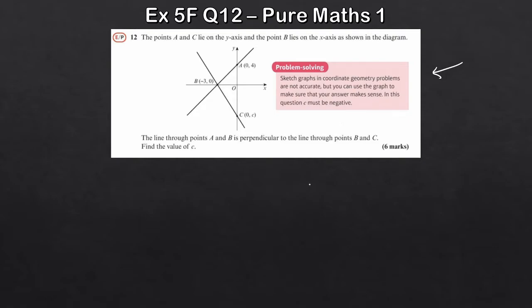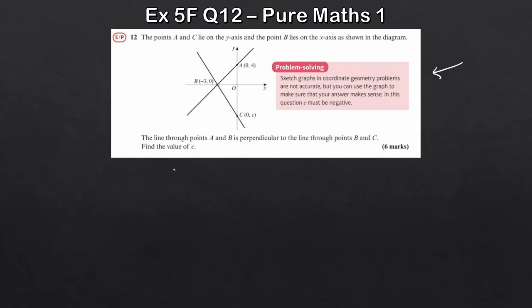In an exam, more often than not, you will be given a sketch, and usually it's not drawn accurately, but you can use it as a rough guide. So like they say here, what we should expect is that the value of c, as it's below the x-axis here, should be negative. Okay, so let's have a go at tackling this question.